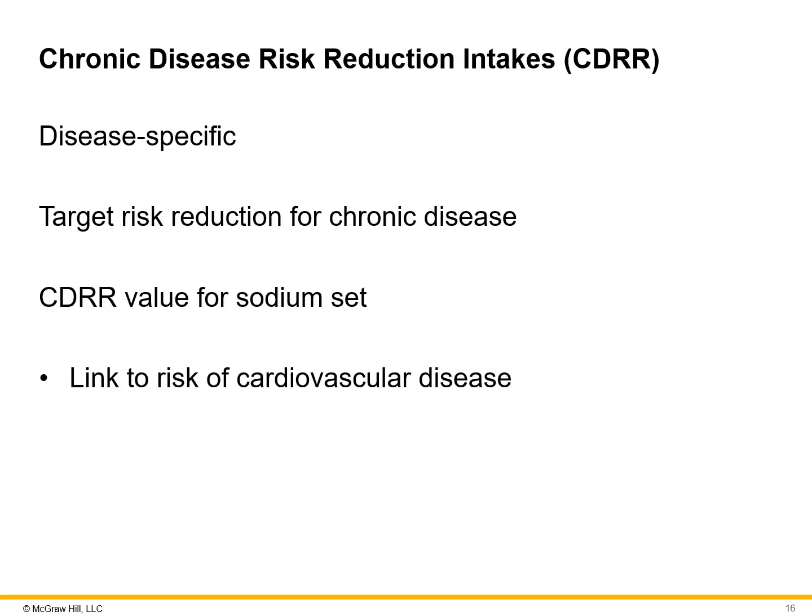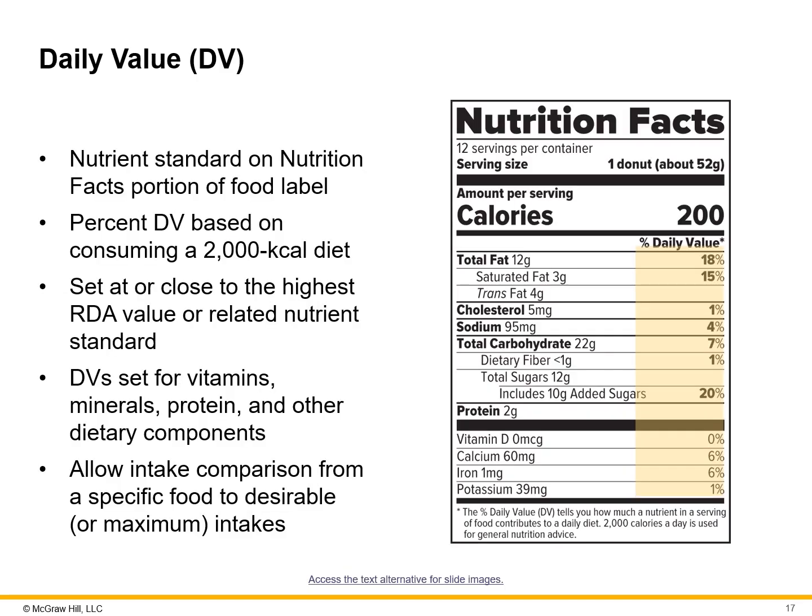And then the chronic disease risk reduction intake, CDRR. These are disease specific, so thinking about like heart disease or obesity or diabetes. So the target risk reduction for that chronic disease sets up the CDRR for that disease. So for example, the CDRR value for sodium is set because there's a link between that and the increased risk of cardiovascular disease.